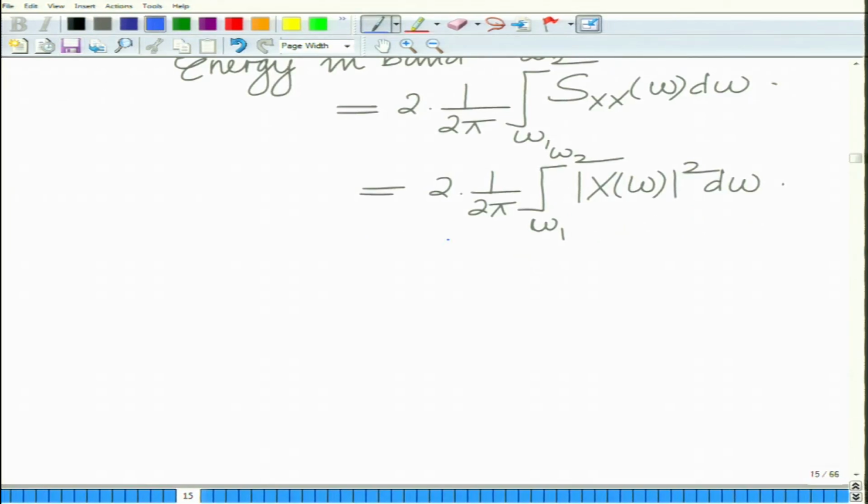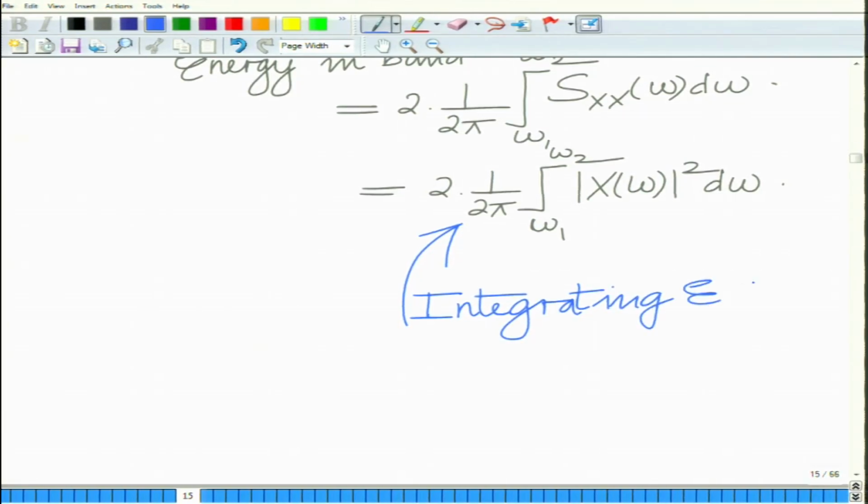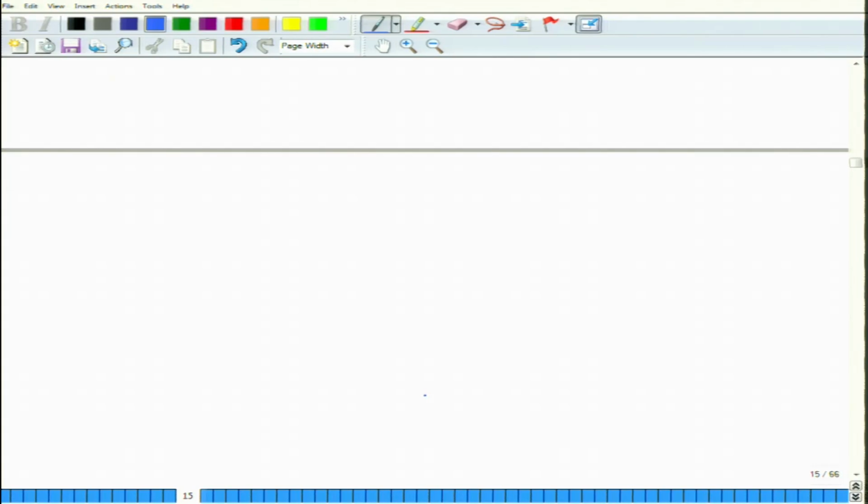So, we are integrating the energy spectral density over the spectral band of interest. That is the utility of the energy spectral density. We have defined the autocorrelation function, the convolution of the signal x of t with x conjugate of minus t, which has the Fourier transform, the energy spectral density, characterizing the distribution of the energy of the signal across the various spectral bands, similar to the density which characterizes the distribution of the mass of an object over its volume.